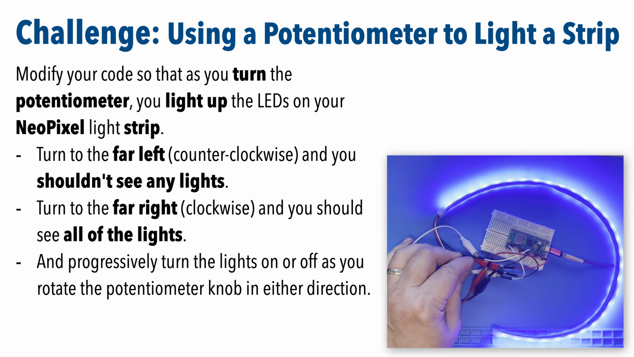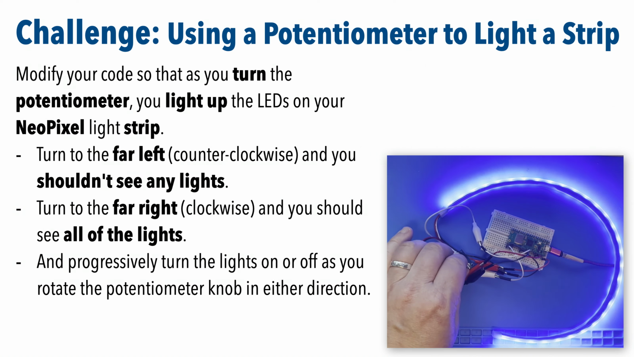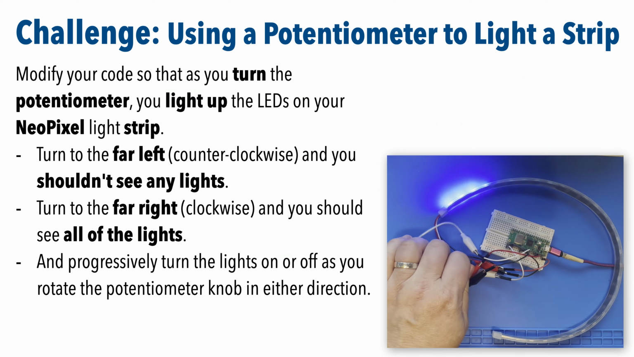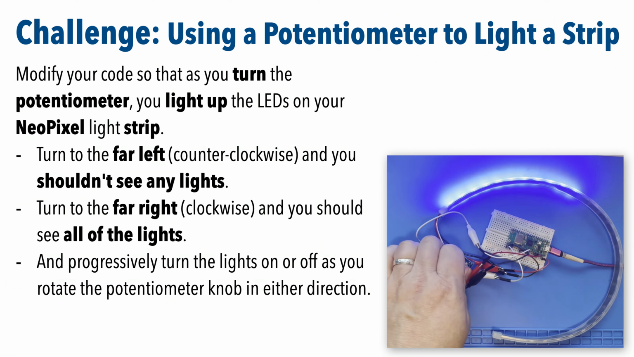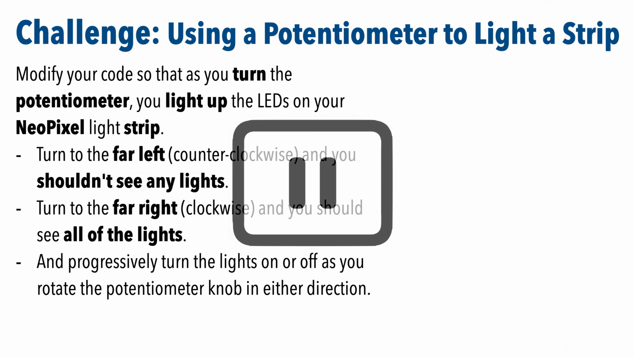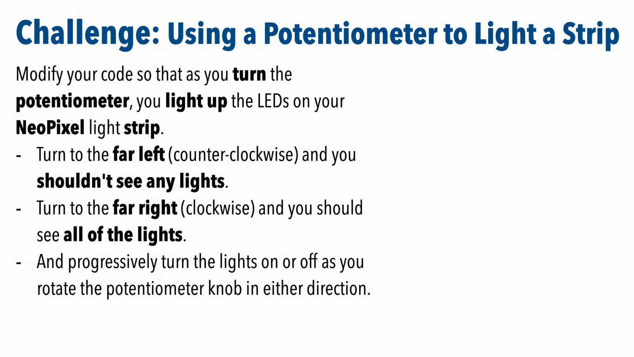So turn to the far left counterclockwise and you shouldn't see any lights. Turn to the far right or clockwise and you should see all of the lights light up. And you should progressively turn the lights on or off as you rotate the potentiometer knob in either direction. The video on the right is showing you how things should look when done. So why don't you give this a shot? Pause. I know you can do it. And when you're ready, resume, and we'll compare answers.